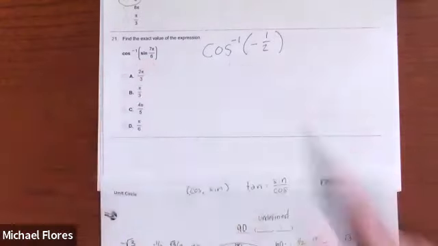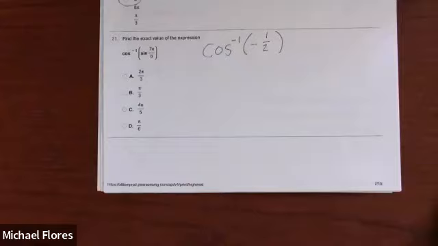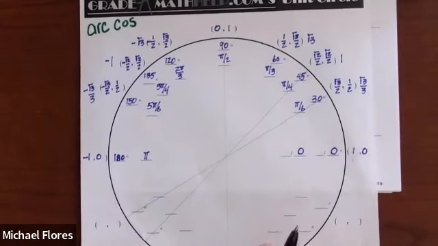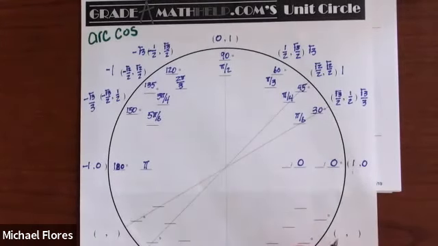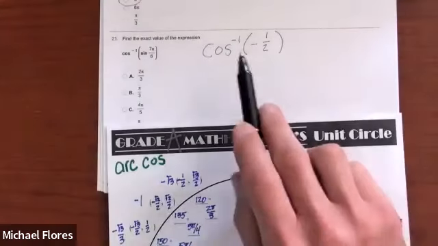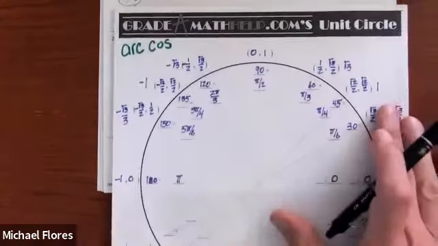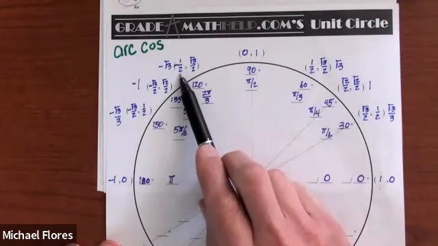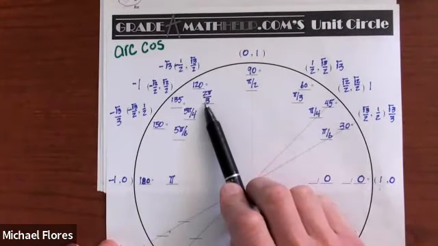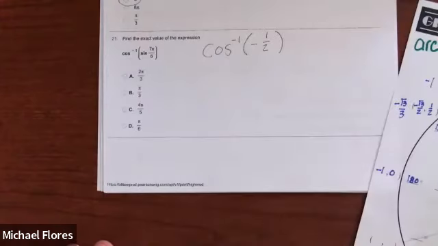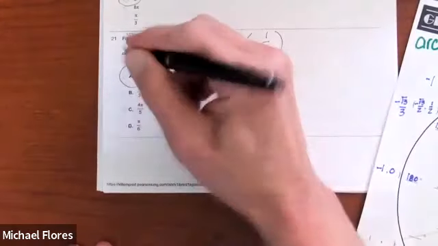Now we're doing inverse cosine, so get rid of this. You need that. Here's our inverse cosine cheat sheet. We got to figure out where cosine is -1/2. There's where cosine is -1/2. That occurs at 2 pi over 3 radians. Boom.